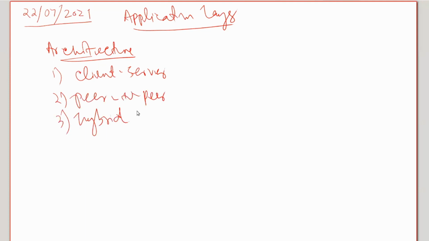Okay. Let's start with the first and most important, client server architecture. What is a client server architecture? Let me give an example of a client server architecture, then you will get a lot of information, a lot of idea about it. So let's say you are accessing facebook.com.